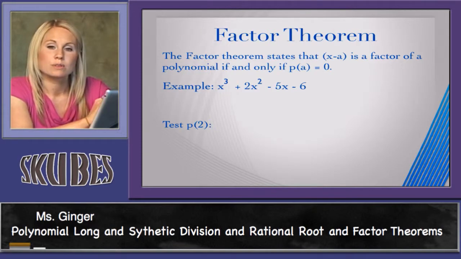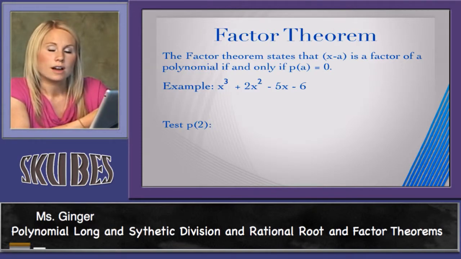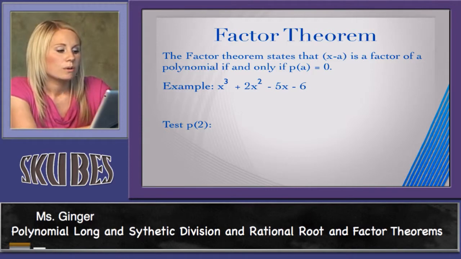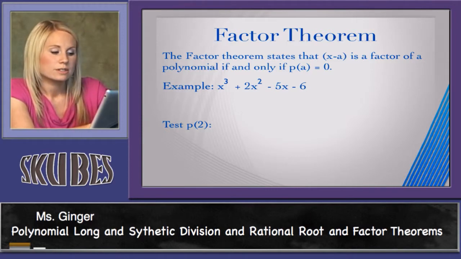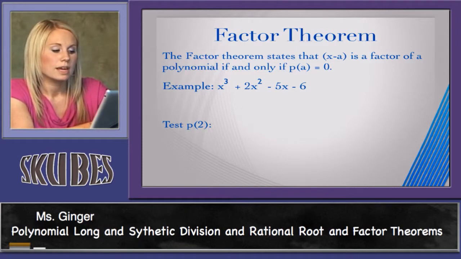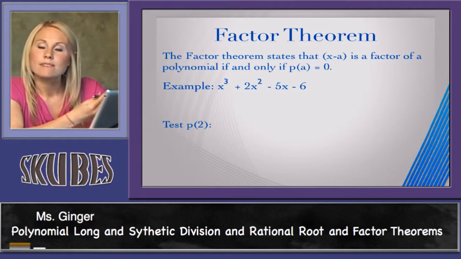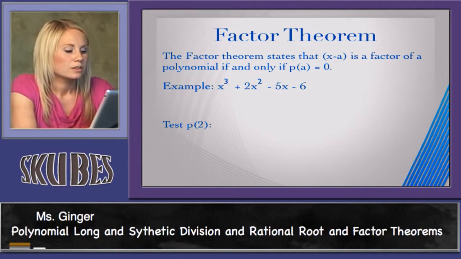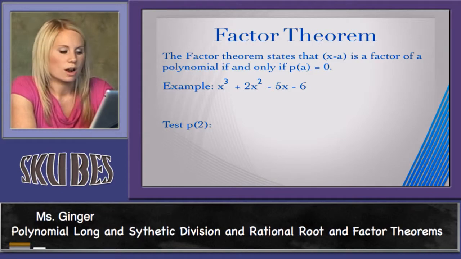Alright, we're going to move on to the theorems that help us find our zeros. One of these is the factor theorem, and it simply says if I substitute a value into my polynomial and I get a 0, then x minus that number is a factor of that polynomial. So I've got one here and I've got a number for us to try.